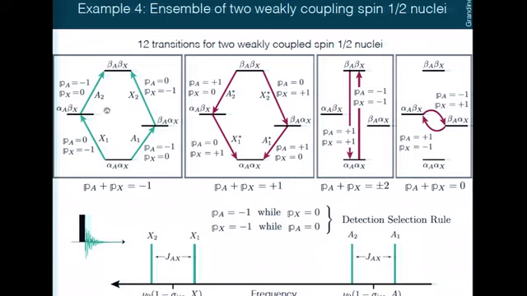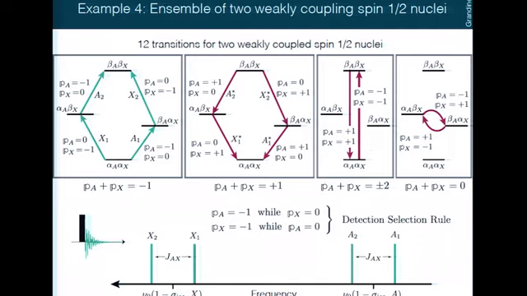Now, note that there are two nuclei, A and X, here. So we can observe A with a PA of minus 1 here and here, or we can observe X with a PX of minus 1, but it always occurs with the other one equal to 0. Those are the only ones we can observe. All these other ones over here, including the double and zero quantum transitions, we're not able to observe.